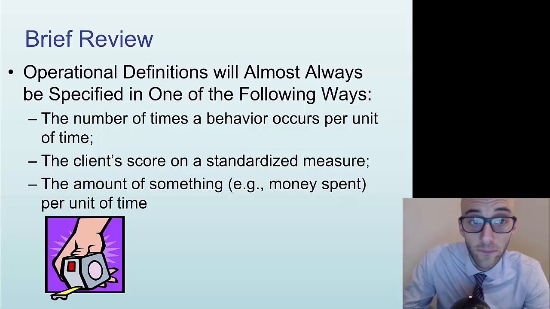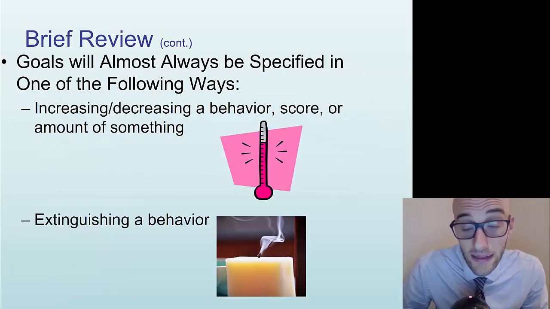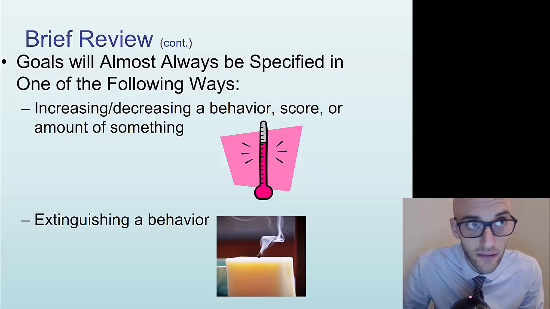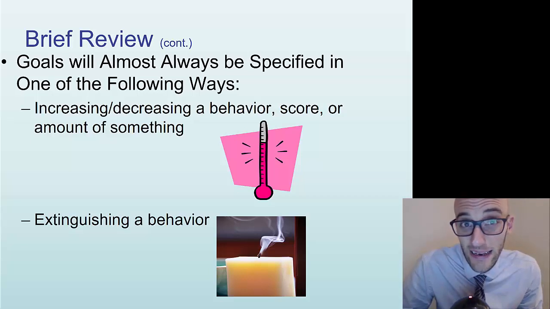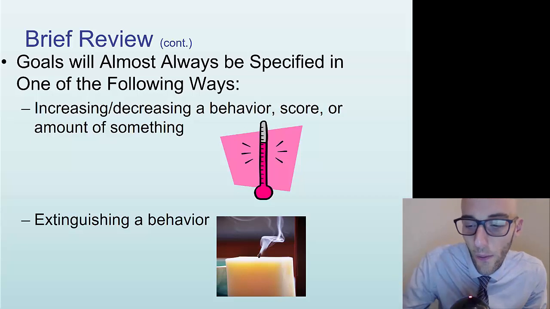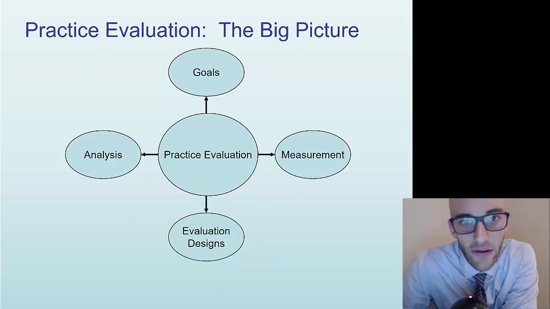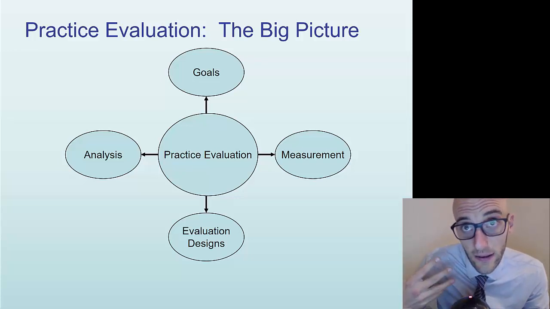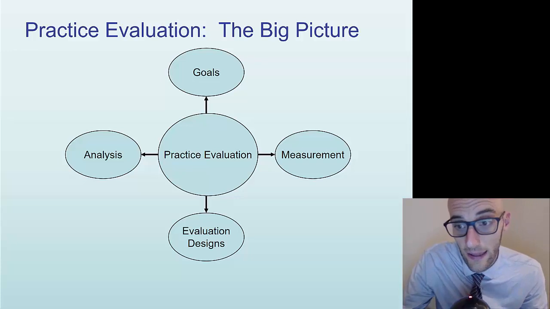It could also be the amount of something, money spent per unit of time for somebody who had impulsive spending problems, for instance. And as we come up with goals based on those operationally defined problems, we're always going to want to try to increase or decrease that operationally defined problem, or potentially extinguish it altogether. So if it's something like smoking cessation, probably a good idea to try to get down to zero as best you can. So regarding the big picture practice evaluation, we're going to be looking at goals, measures, evaluation design, and ultimately analysis. So hopefully within this module, I'll pull it all together.